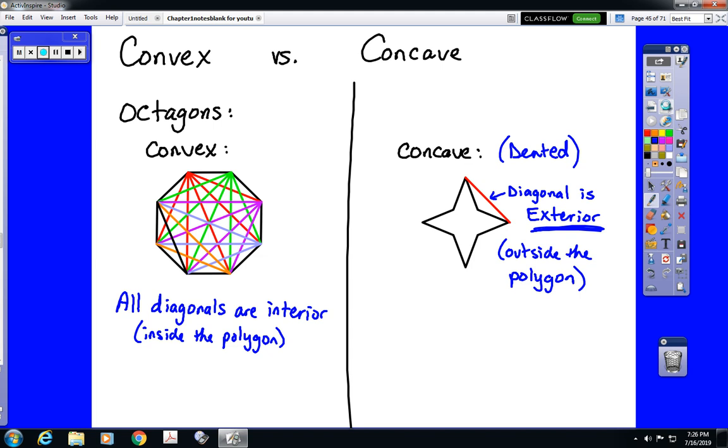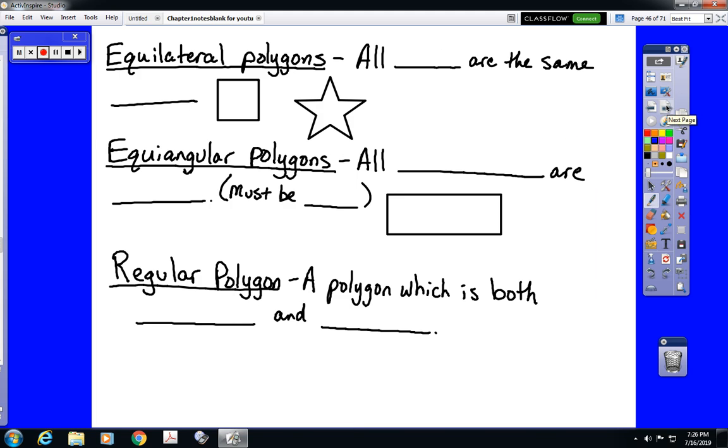Okay. Next up, we have a couple of other phrases that deal with polygons. We have the term equilateral, which is where all sides of the polygon are the same length. So I have two examples here. I've got a square where all four sides are equal. And I've got a decagon, because it was important that we show one that was concave but still equilateral, where all 10 sides are the same length. That is an equilateral polygon.